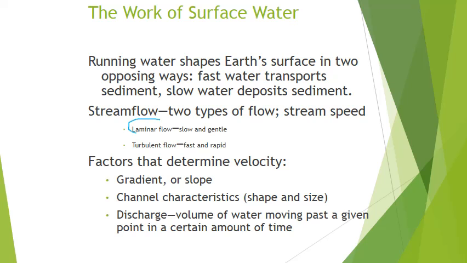And so you have what's called laminar flow, which is kind of slow and gentle. You also have turbulent flow. And the more turbulent and the more fast your flow, the more likely your water can pick up larger stuff and carry that larger, heavier stuff along. The slower and gentler, it's going to do a little less erosion and it's going to erode and carry smaller particles as opposed to larger particles.